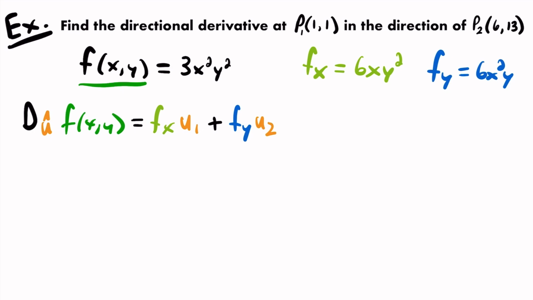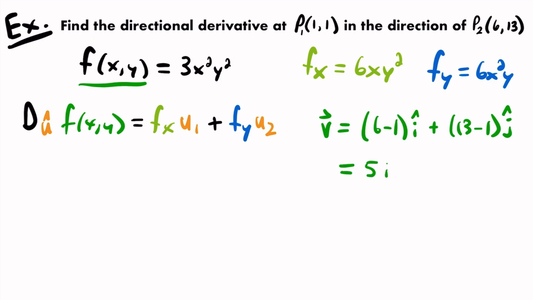Now let's focus on the vector. And we'll start by just finding a vector v that is not necessarily a unit vector. What we'll do is take the x-coordinate of the second point and subtract the x-coordinate of the first point, and that will make up the x component of the vector. And then we'll do the same thing for the y component. We'll take the y-coordinate for point 2 and subtract the y-coordinate for point 1. Okay, this is how we find a vector between 2 points. So we'll have 6 minus 1 times i plus 13 minus 1 times j. And so simplifying, we get a vector with an x component of 5 and a y component of 12.